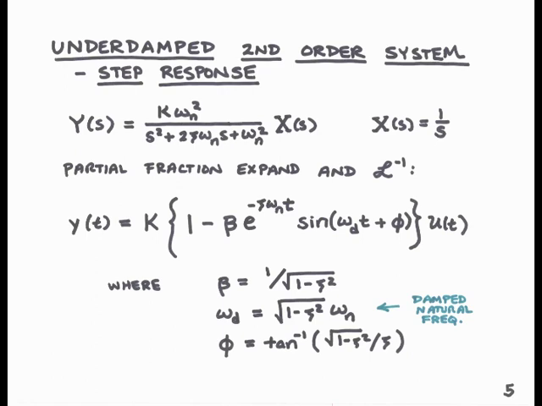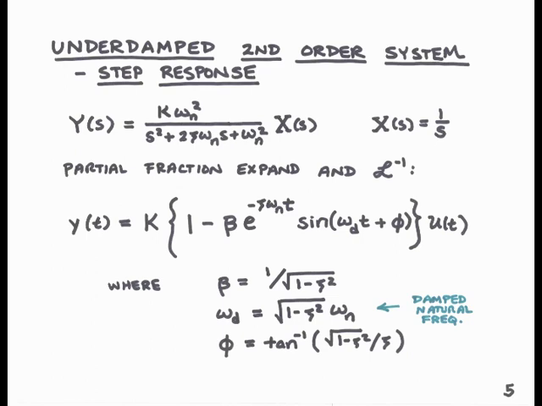And the response is y of t equals K times the quantity 1 minus beta e to the minus zeta omega n t sine of omega d t plus phi, all times u of t. And in this expression, beta is equal to 1 divided by the square root of 1 minus zeta squared. Omega d we encountered before. It's square root of 1 minus zeta squared omega n. And phi is the inverse tangent of the square root of 1 minus zeta squared divided by zeta.